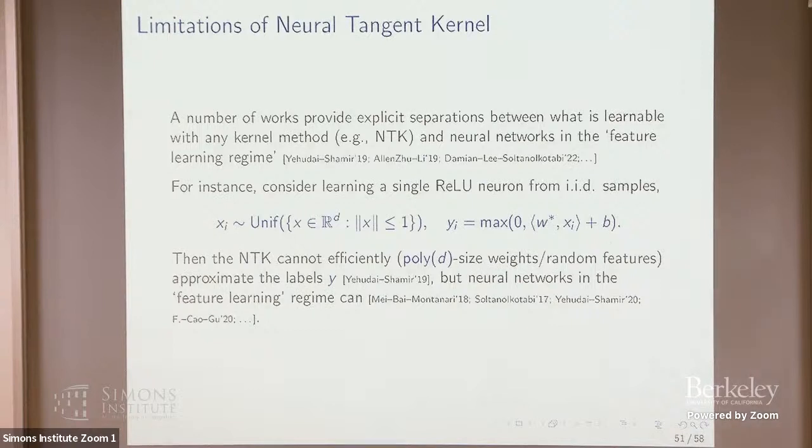By efficiently, what I mean is that the number of random features and the size of the second layer weights that you're using are polynomial in the input dimension. Work by Yehudai and Shamir shows that you need either exponentially sized weights or exponentially many random features to do such a thing. But neural networks that are in this feature learning regime can solve this problem.